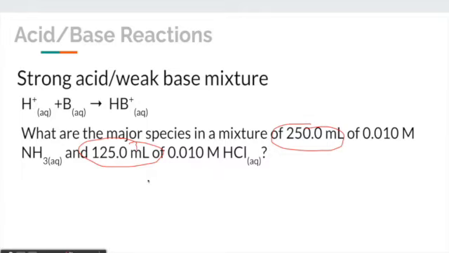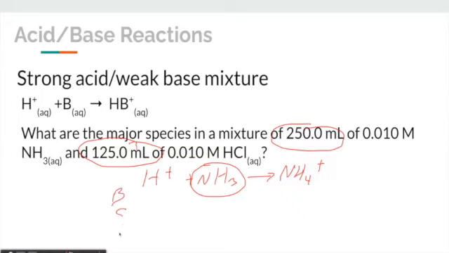If we think about what's going to happen here, the H+ from the HCl is going to react with the NH3, and that's going to produce, pretty much a one-way reaction, NH4+. Now we're starting out with twice as much NH3 as we have H+. So when this reaction goes to completion, we're still going to have some NH3 left over. And that's just a limiting reactant thing. If you think about 125 times 0.01, that's 1.25 millimoles of HCl. We could actually do a before change after chart here.